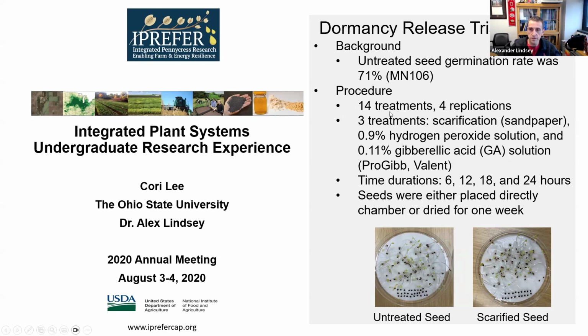So we ended up employing 14 different treatments, 3 of them being scarification, either with sandpaper, treatment with hydrogen peroxide solution, and also treatment with gibberellic acid solution. For our hydrogen peroxide and gibberellic acid treatments, we soaked them for different time frames. We didn't know if a shorter soak would be better or a longer soak would be more beneficial. Once the seeds were treated, we either placed them directly into the germination plates, or we allowed them to dry for about a week before plating them, because we didn't know if that initial hydration phase would increase germination or not.